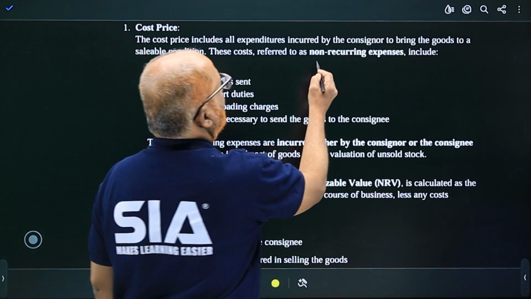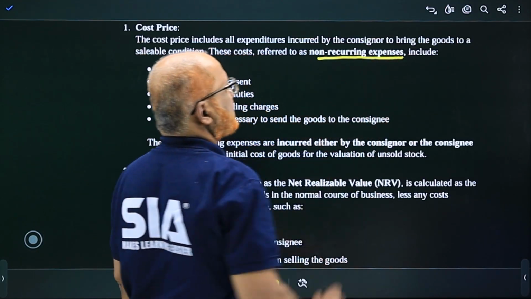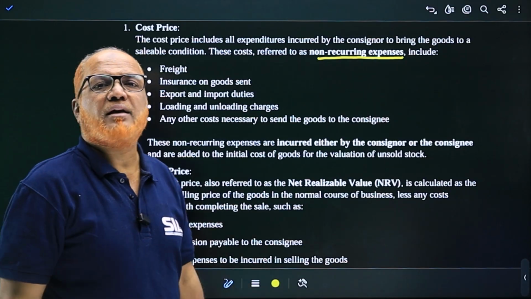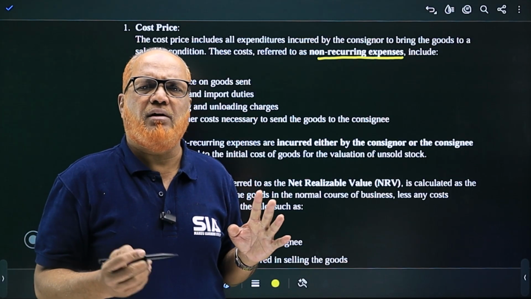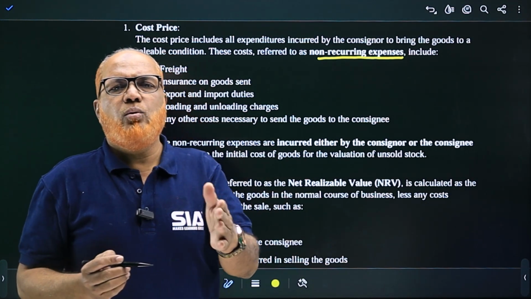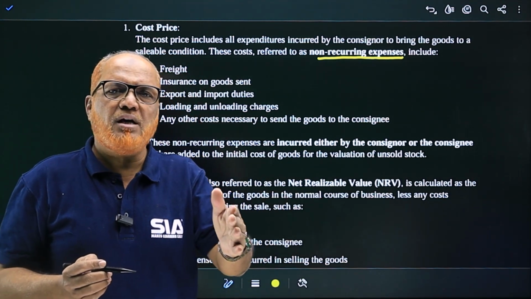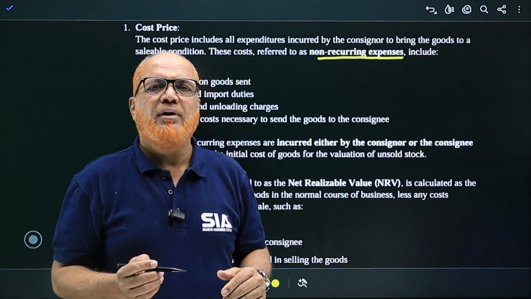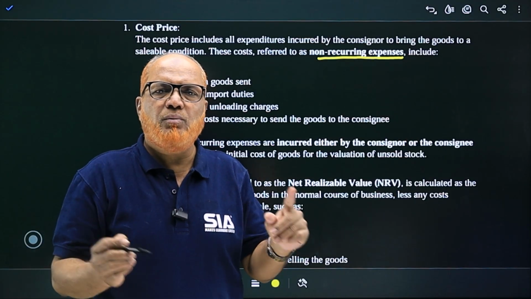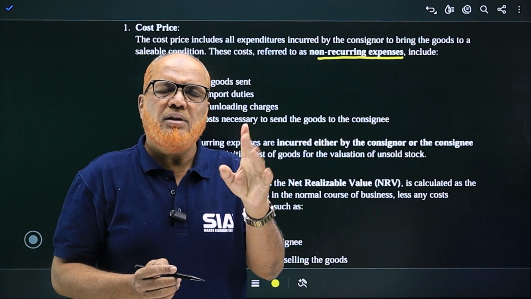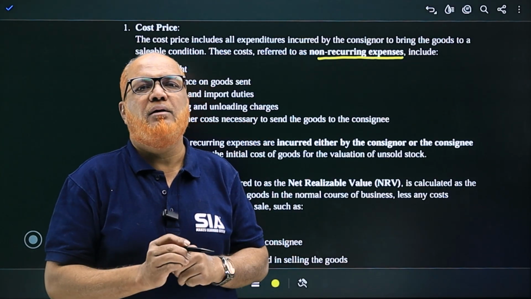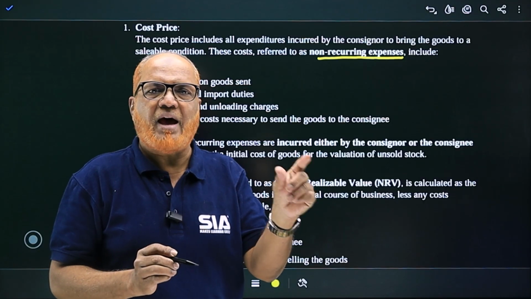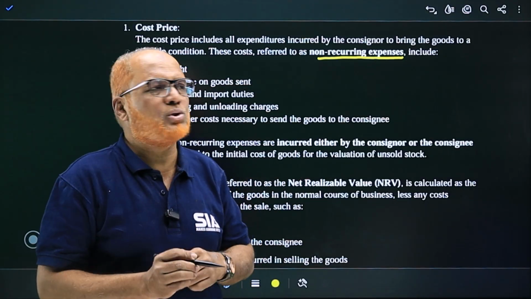Now you remember non-recurring expenses. These are called direct expenses. These are not regular, only one-time expenditure will be incurred. Example: when goods are sent by the consignor to the consignee, the transportation expenditure will be incurred only once. That is called non-recurring expenses. That should be included in the value of unsold stock.